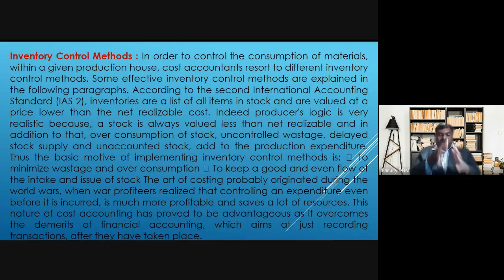So, if you are not going to be accountable for all the stock we have with us, what happens is that overconsumption may be there, uncontrolled wastage may be there, and delayed stock supply also we can see, and some stock may be unaccounted for, which leads to our losses. And it may increase the production expenditure also.